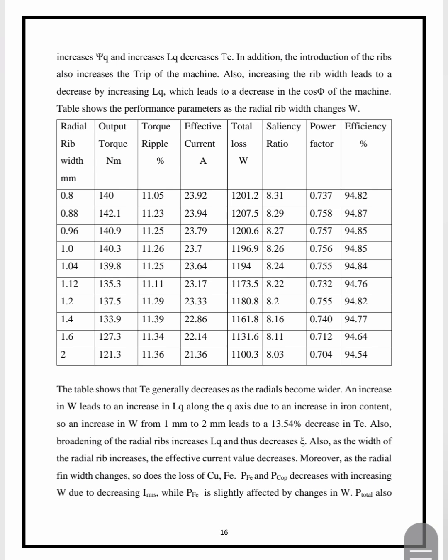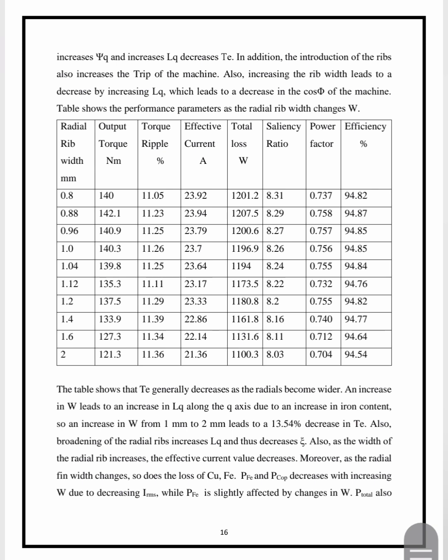In addition, the introduction of the rib increases the ripple torque of the machine. Increasing the rib width leads to a decrease by increasing the insulation ratio along the q-axis by inserting the dielectric constant, which can lead to a decrease in the cos theta of the machine. The table shows the performance parameters as the radial rib width changes.